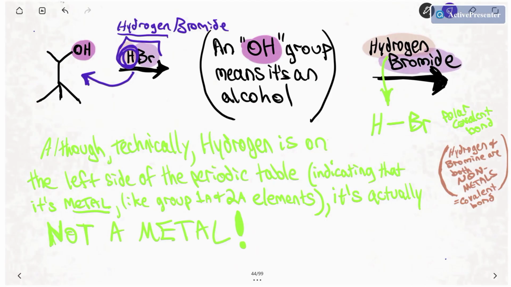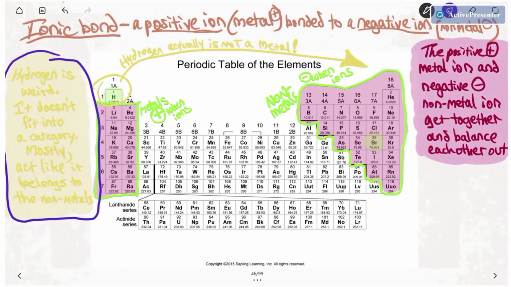So when you have this H attached to another element like this, you have to understand that although technically hydrogen is on the top row on the very left side of the periodic table, but that is actually in the metals section. Everything else below that is a metal. Like lithium's a metal, calcium's a metal, magnesium's a metal. Those are all metals. But hydrogen, even though it's over there on the left side of the periodic table, it is actually not a metal, because hydrogen does not obey the rules. So see, that's just what I said. Hydrogen is weird. It doesn't fit into a category, but mostly a good rule of thumb is to act like it belongs to the non-metals, which is why I drew this arrow over here.